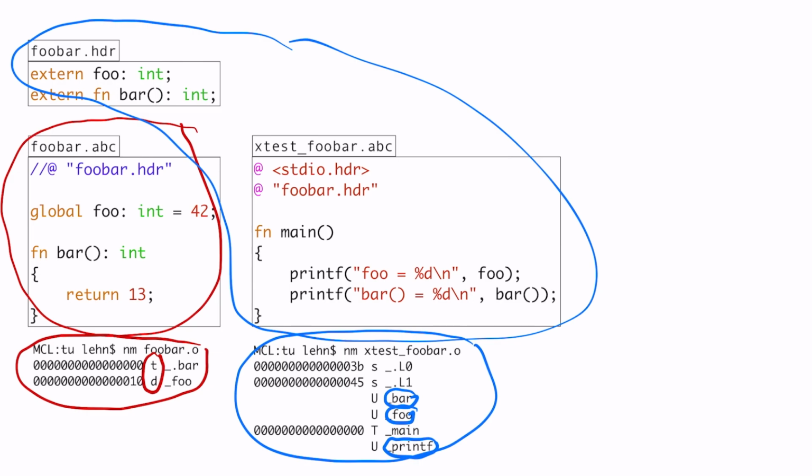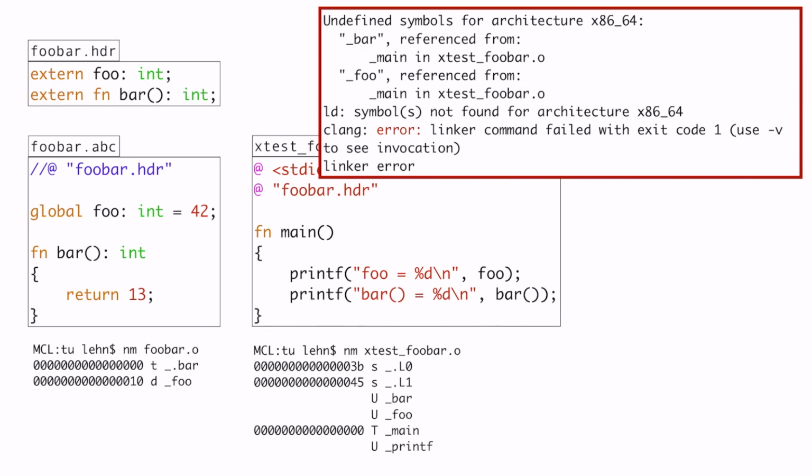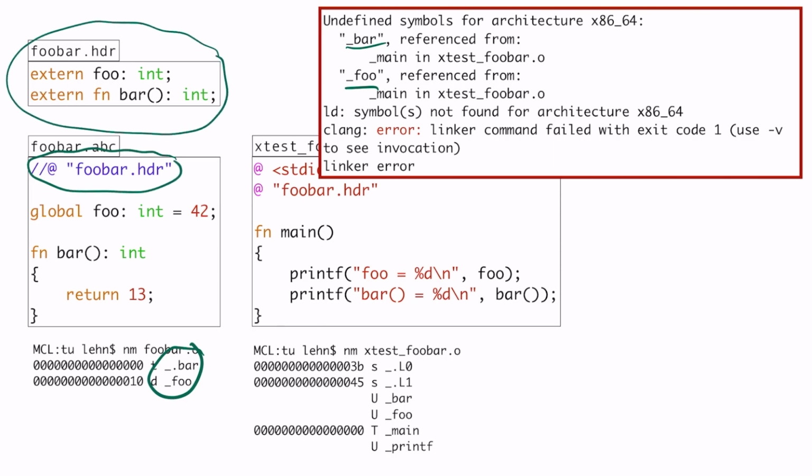Then we try to link these object files into an executable. And now it's important that the linker is not actually seeing these two symbols because they are internal symbols. And that's why you get an error message from the linker. The linker complains that the symbols bar and foo are undefined because the linker doesn't see that these symbols are actually in this object file for foobar. And that's why you should include your own header file, because then the compiler is seeing these external declarations and generates code where these symbols are visible to the linker.